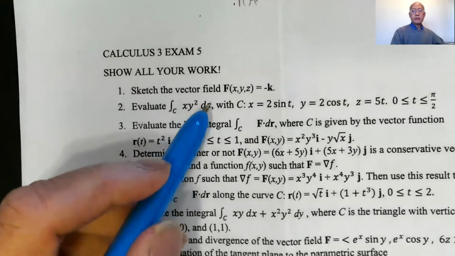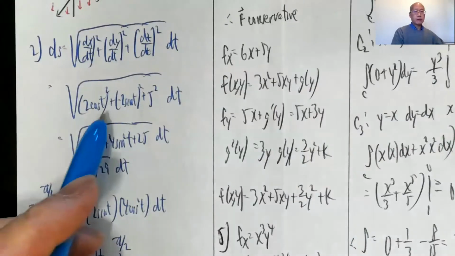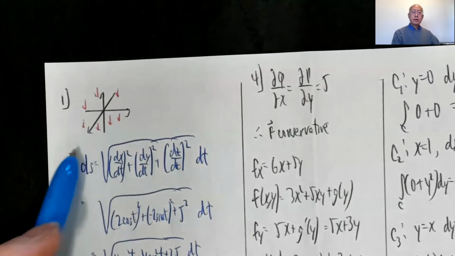These are Calc 3 Exam 5 solutions for the 11 a.m. class. Number 1, f of x, y, z is negative k. You just need a bunch of arrows pointing down. And that's about it.